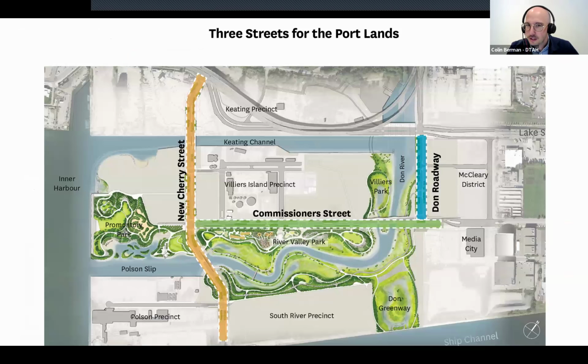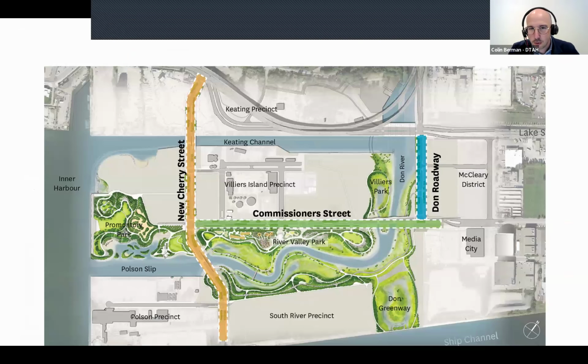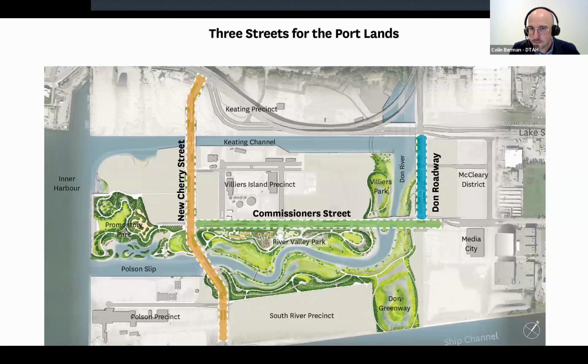The next project is Cherry Street, Commissioner Street, and Don Roadway in the Portlands, a transformative project for our client, Waterfront Toronto. These streets are part of the larger revitalization of the Portlands. While we use the Pathfinder tool in other projects to calculate carbon impacts, this project is an example of how we can implement carbon-conscious principles without specific tools. These streets were designed with a deep commitment to reducing carbon emissions and sequestering carbon through the integration of vast areas of green infrastructure. Let's walk through the details of how we embedded carbon reduction into these urban streetscapes.